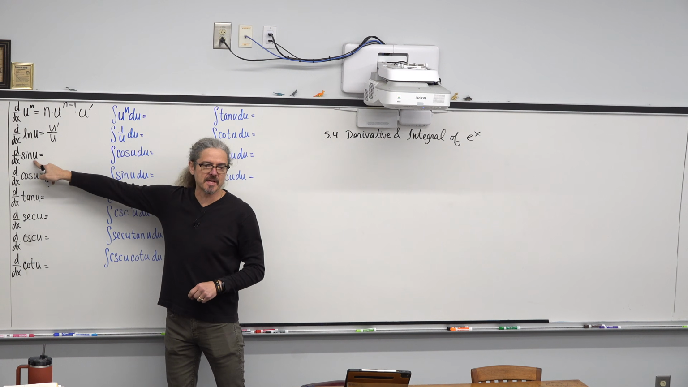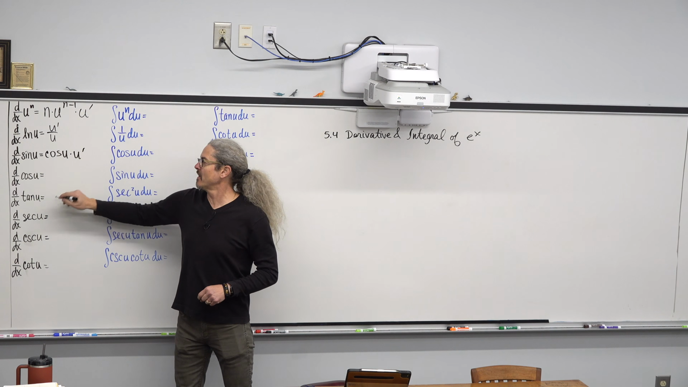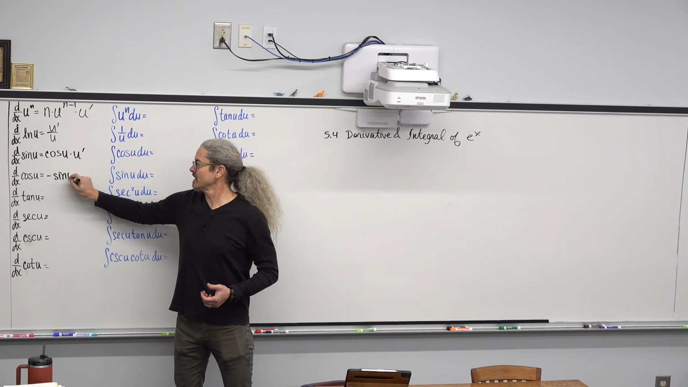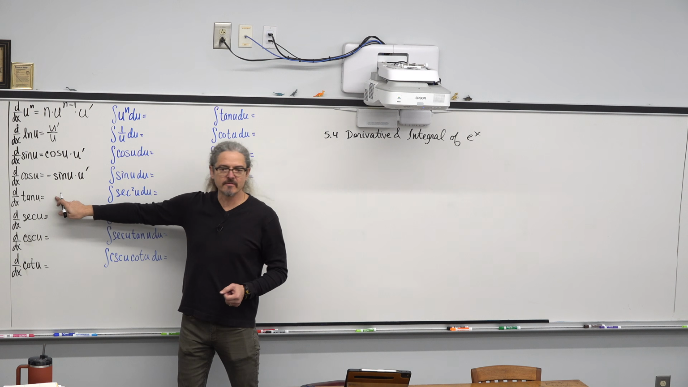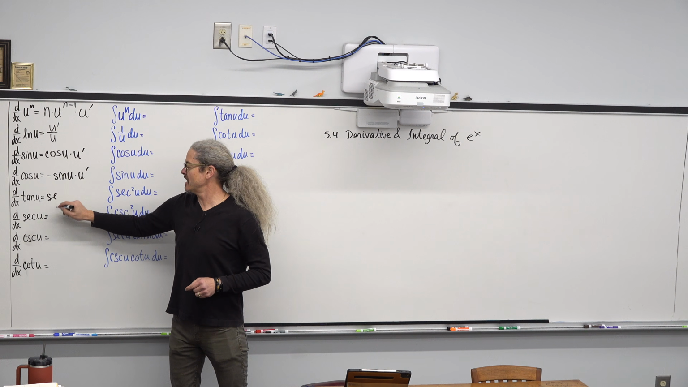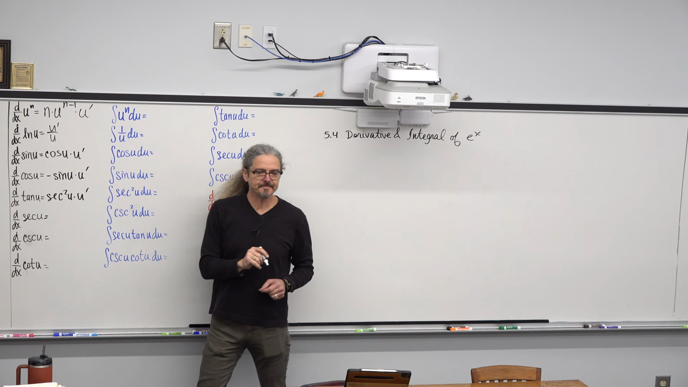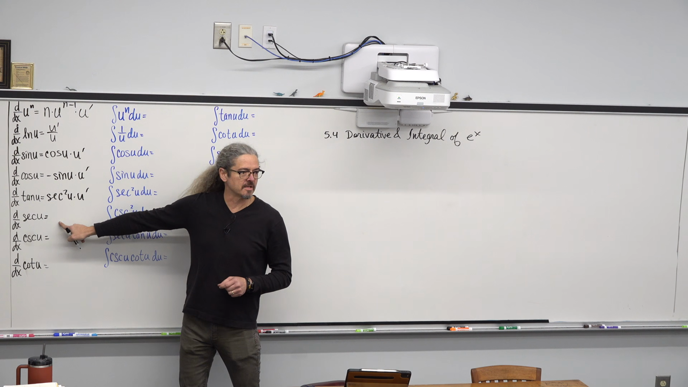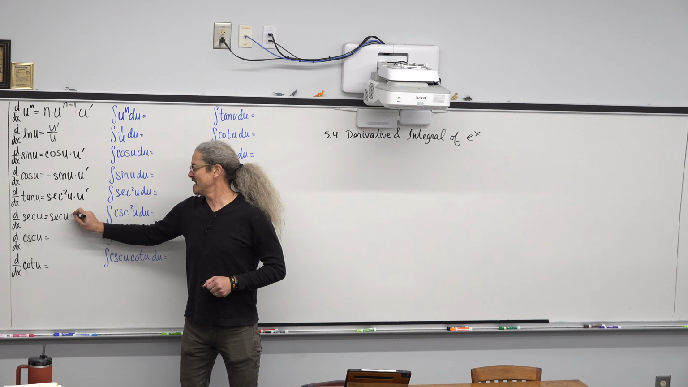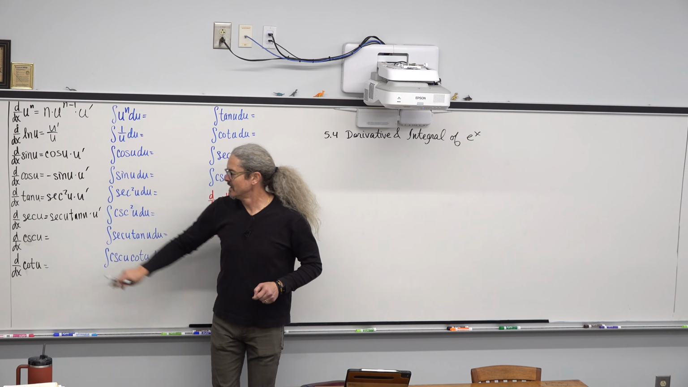What's the derivative of sine of u? Cosine of u, u prime. Derivative of cosine, negative sine of u, u prime. Derivative of tangent, secant squared. So the derivative of tangent of u is secant squared u, u prime. Derivative of secant of u. Ooh, you're making me excited. Secant u, tangent of u, u prime.